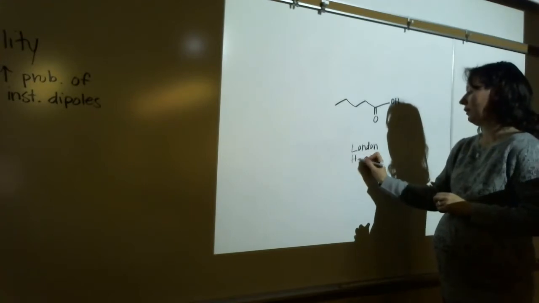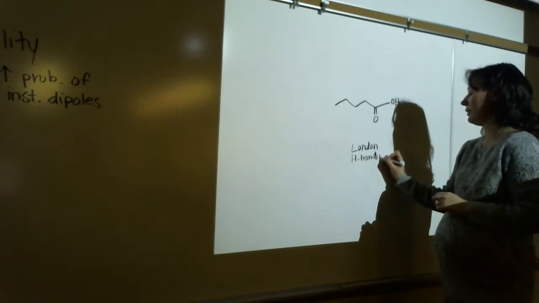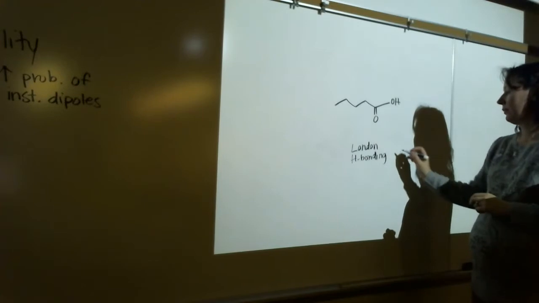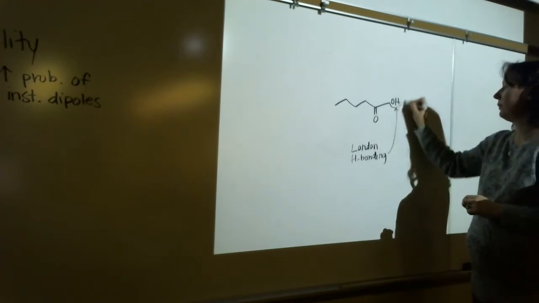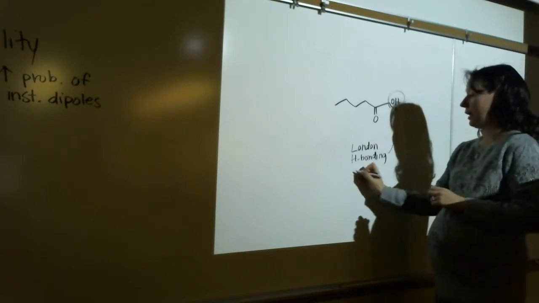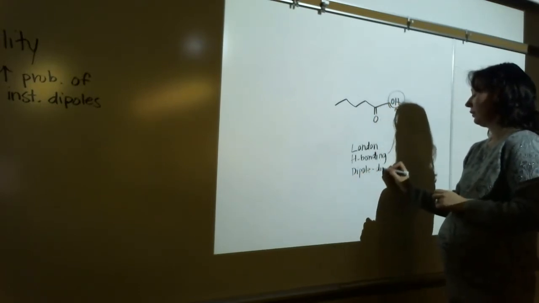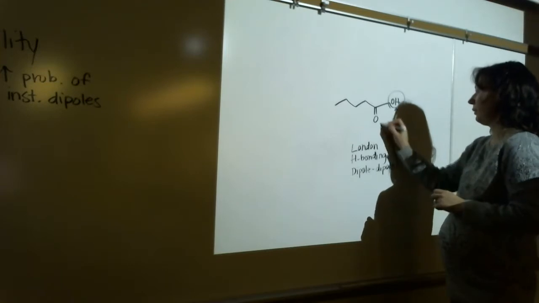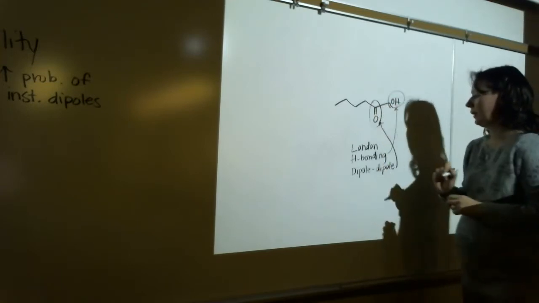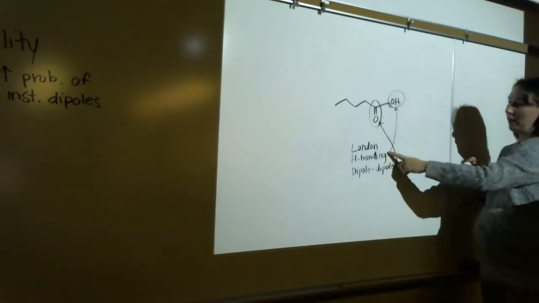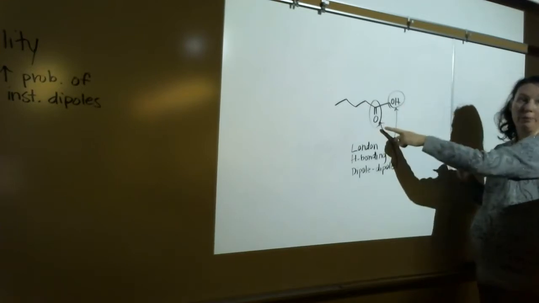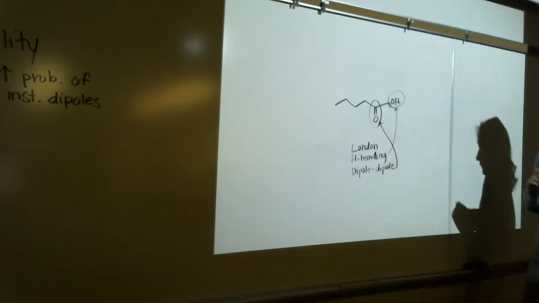We have H bonding, right? And where is it? All right, it's just right here. And then we have dipole-dipole too, right? This one has all three from the carbonyl. Okay. Now the hydrogen bonding is stronger than the dipole-dipole, but nonetheless we have all three.